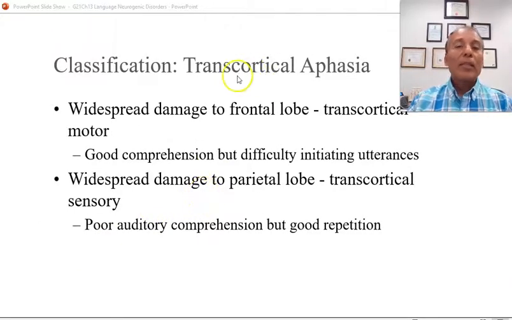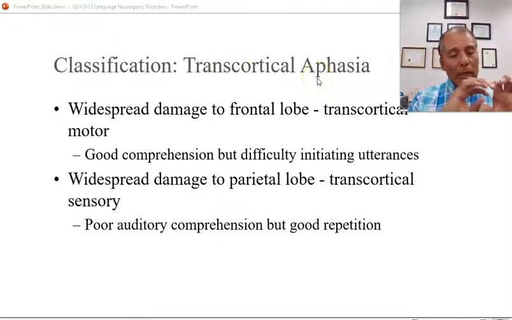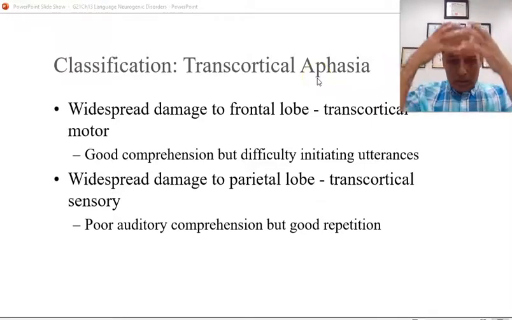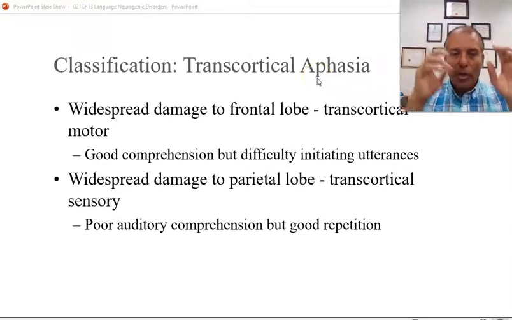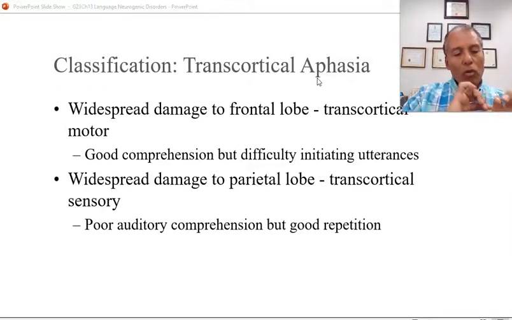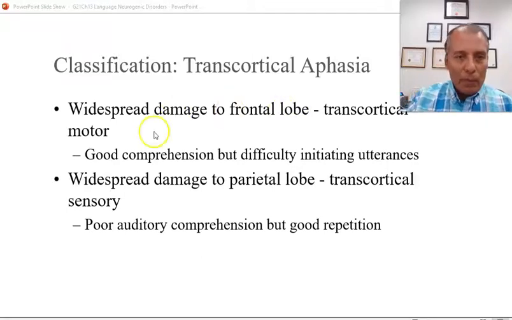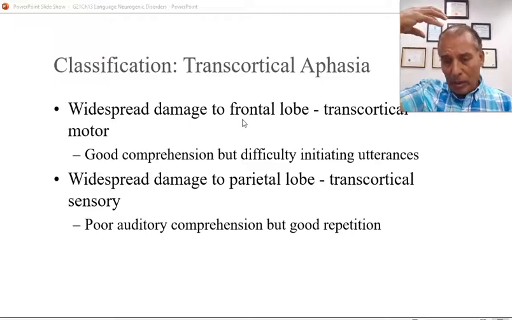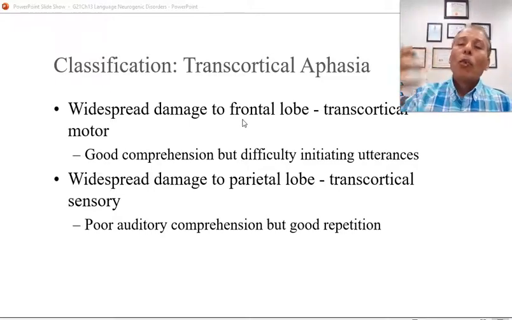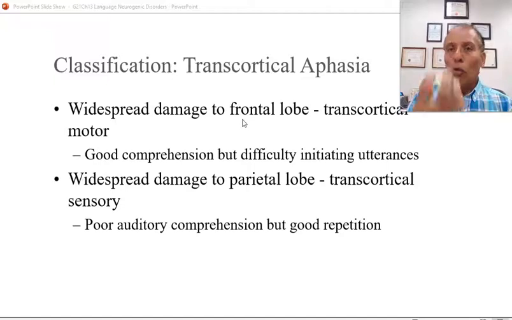And then there's transcortical aphasia. Transcortical means that the pathways in the cortex, the covering, that top layer of the brain, the pathways that go across the cortex, are abnormal. They get damaged. If these pathways get damaged in the frontal lobe, the frontal lobe is the major hub for motor execution, for motor production.